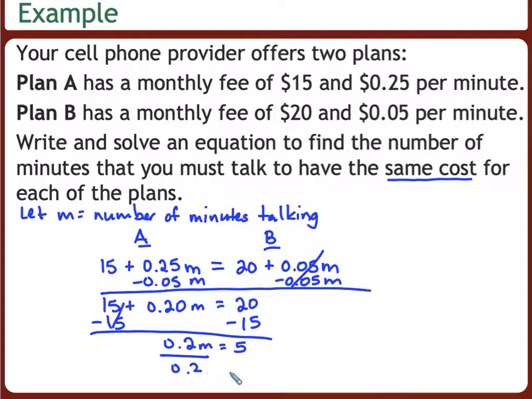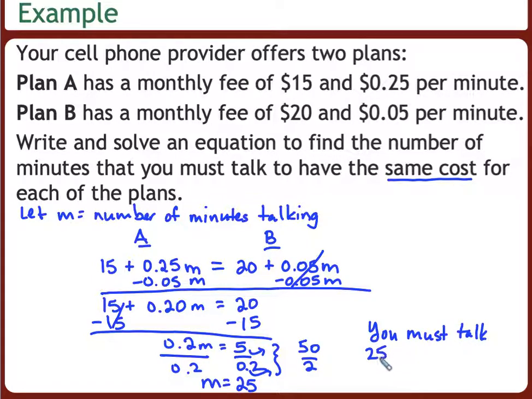Now divide both sides by 0.2. Alright, so 5 over 0.2. This is the same if I move the decimal point one place to the right, same as 50 over 2. So that means 5 over 0.2, or 50 over 2, is equal to 25. So you must talk 25 minutes to have the same cost.